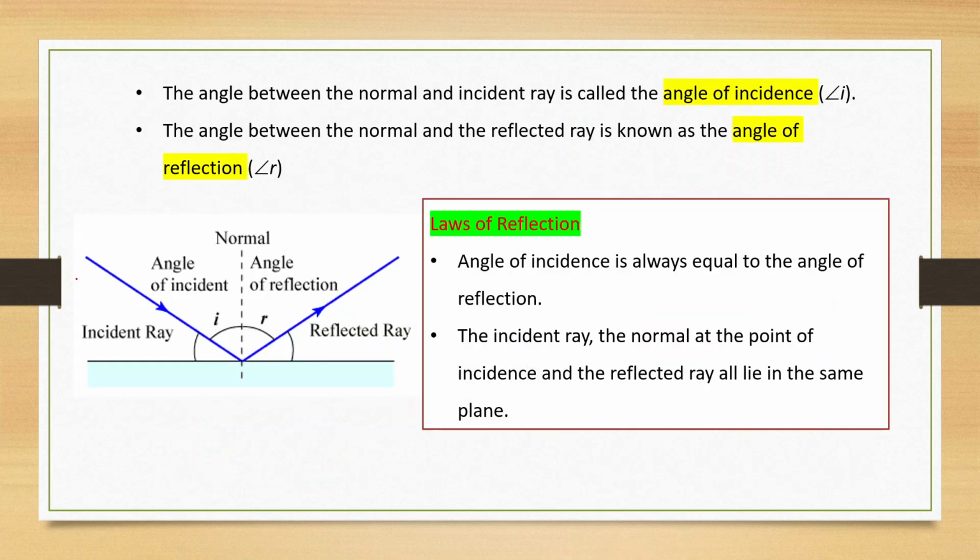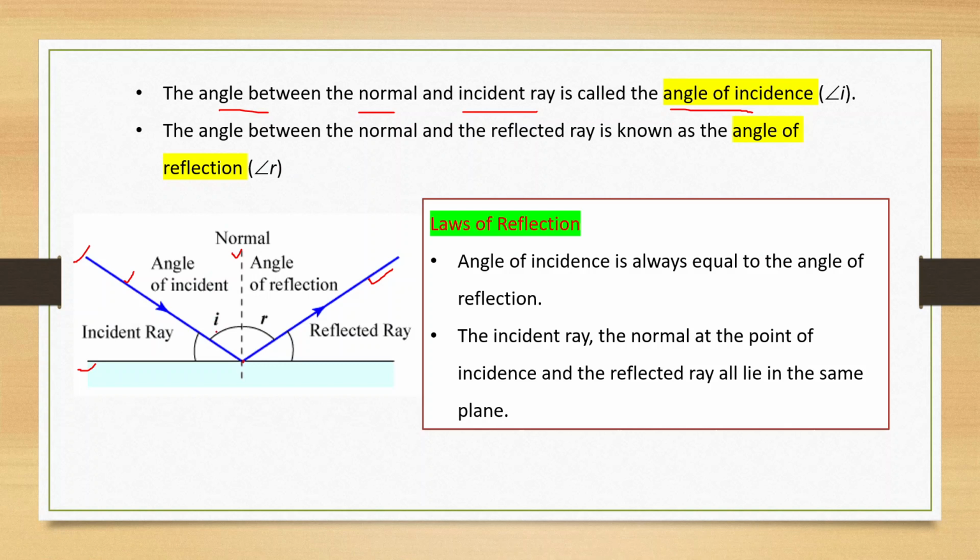Now let us see once again this diagram. This is the plane mirror, this is the incident ray, this is the reflected ray, and this dotted line represents the normal at this point. The angle between the normal and the incident ray is called the angle of incidence. It is angle I.